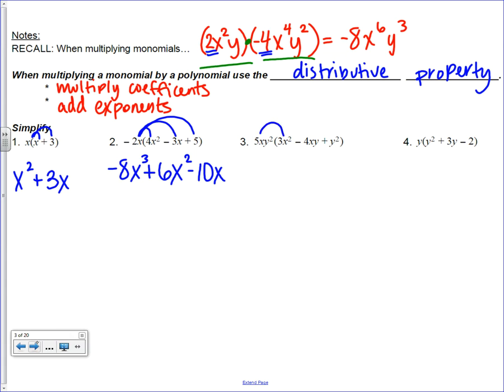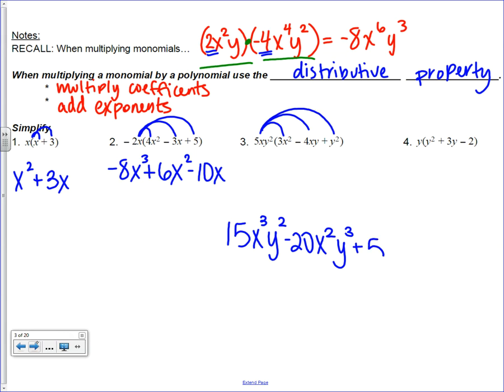Multiply. 5 times 3 is 15. If I add my x's, I get x to the 3rd. And for my y's, basically I'm just going to drop that y squared in there. Multiply here, I get -20. Add your x's, you get x squared. Add your y's, you get y to the 3rd. And we have a +5 for my coefficient. The x's just get dropped down, and that will give me y to the 4th when I add them.